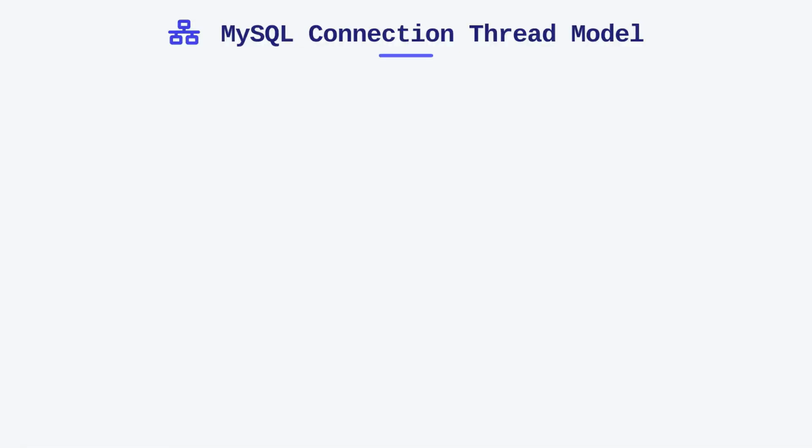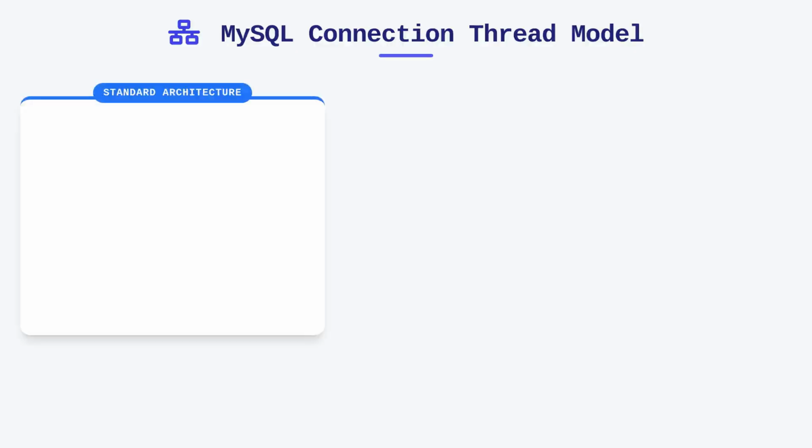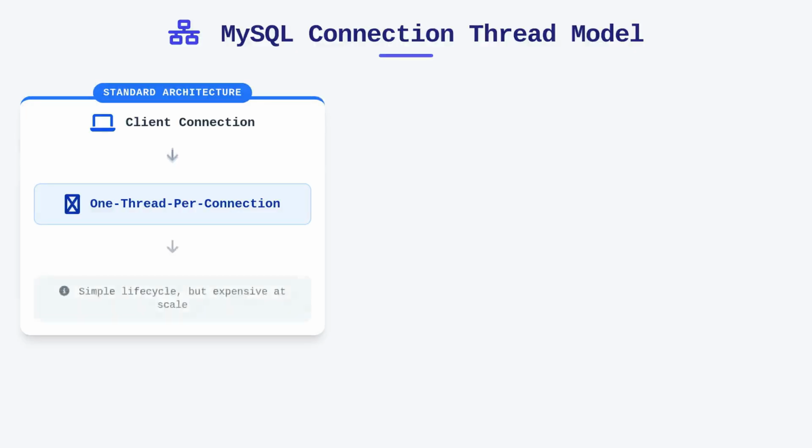The MySQL connection thread model serves as the mechanism for governing how these sessions are processed, defaulting to a one-thread per connection architecture. When a client connects, the server spawns a dedicated thread to handle the full lifecycle of that interaction, which is straightforward but can become expensive under high connection counts.